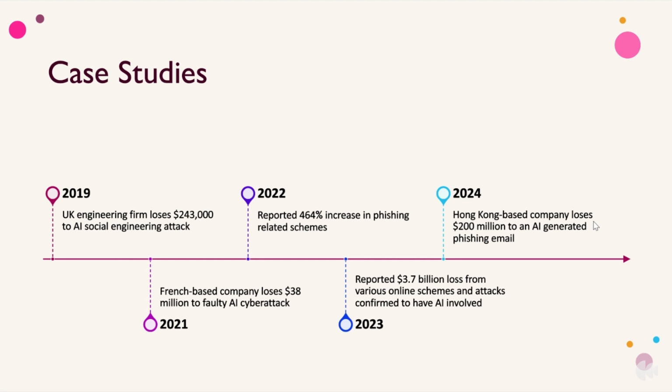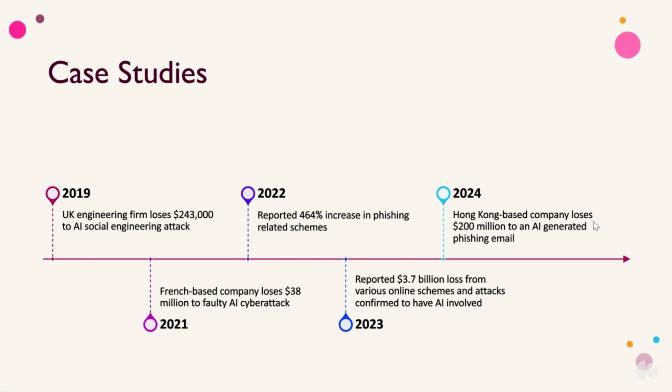The next year, in 2022, which is when ChatGPT officially released, there was a spike in phishing emails. There was a reported 464% increase in phishing-related schemes and scams. And there is a coincidence with this spike compared to the release of ChatGPT to the public. Next, in 2023, it was reported that $3.7 billion was lost due to various online schemes and cyber attacks that had been confirmed to have used generative AI at some point. This means that generative AI is becoming a very widespread tool in cybercrime.